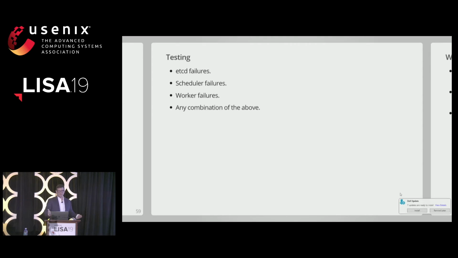So what do you have to do to test these things? You have to be able to test etcd failures, the etcd cluster. You have to be able to test scheduler failures, worker failures, or any combination of the above. So testing was very, very challenging. I basically had to just do the kind of combinatoric enumeration of these things and do my best to describe all of the failure scenarios.